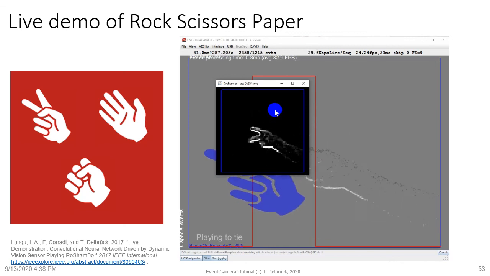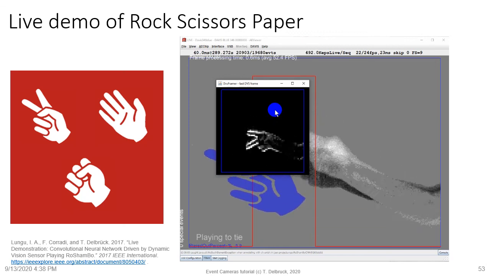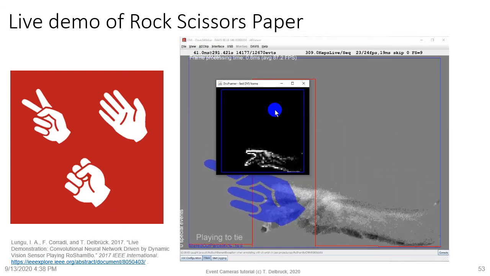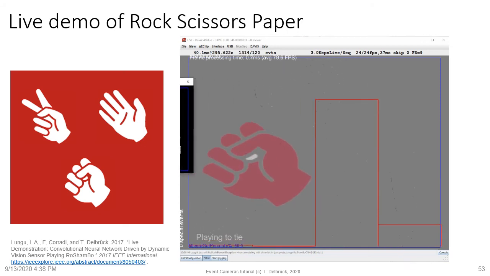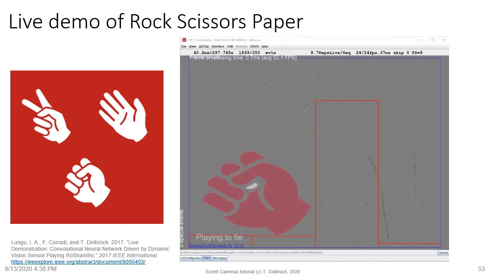So this is constant count frames. But if I move it really fast, it doesn't get blurry. You can see the background video is actually still blurry. But because they're constant count frames, they don't get blurry.